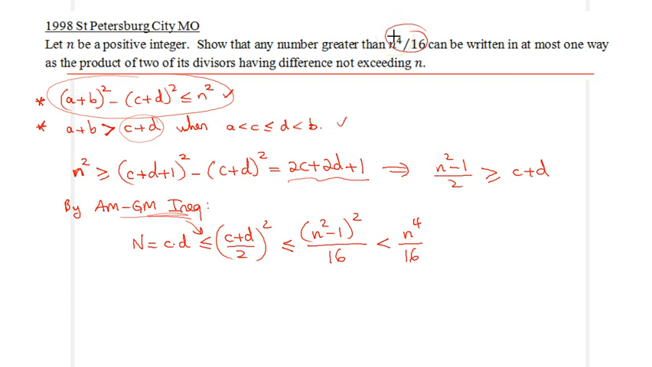and that's exactly the bound that I needed for my proof. So therefore, whenever we have the numbers, the divisors a, b, c, d of a positive integer n, such that a times b is equal to c times d, moreover, where b minus a is less than or equal to n, or in a similar way d minus c is also less than or equal to n, then it must be that our number n must be strictly less than n to the 4th over 16, and that solves our problem.